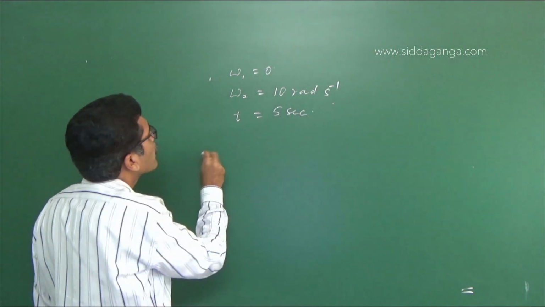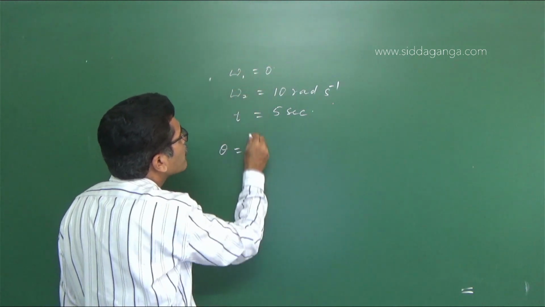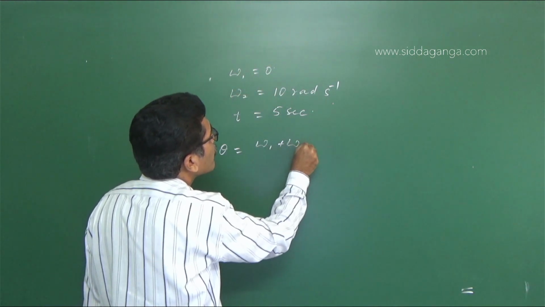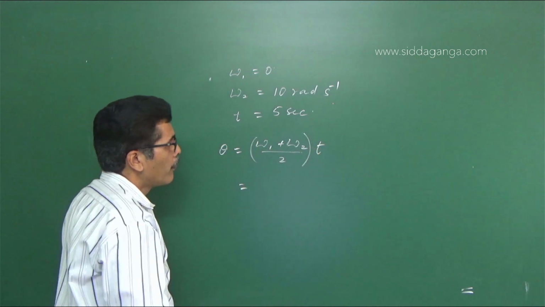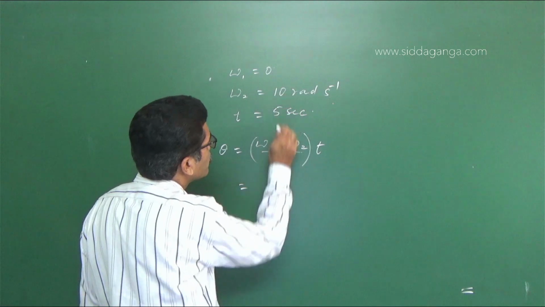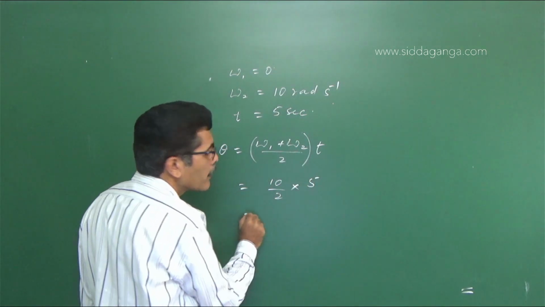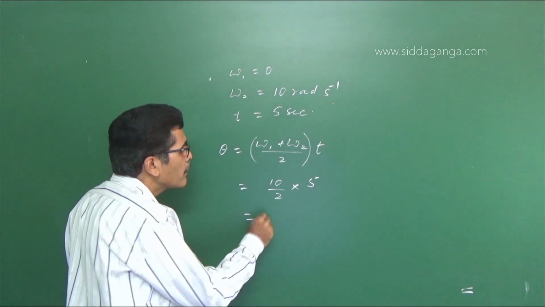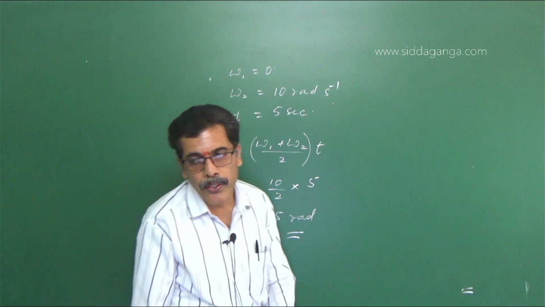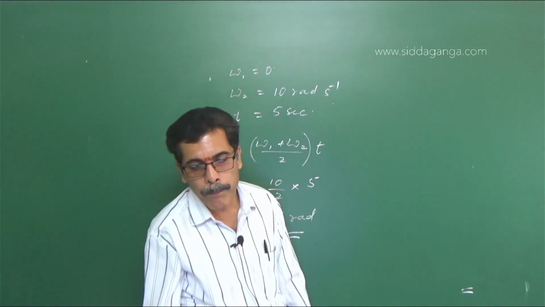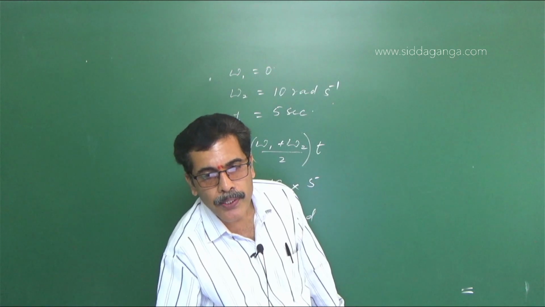Therefore, they ask you to find the angle. Theta = average value of omega 1 plus omega 2 divided by 2, multiplied by t. So you are going to get 10 by 2 multiplied by 5, so this is 25 radian. Now we shall move on to the next question.